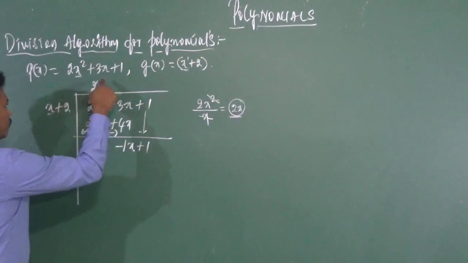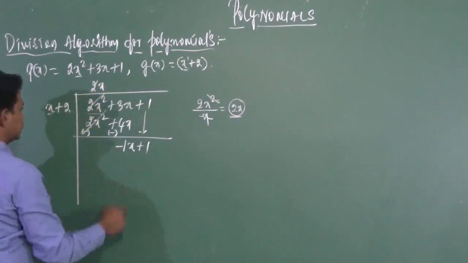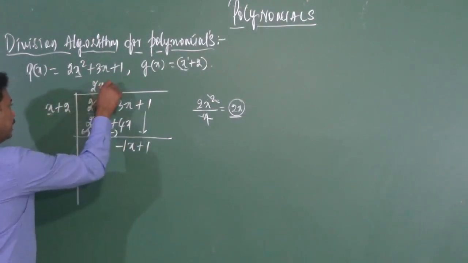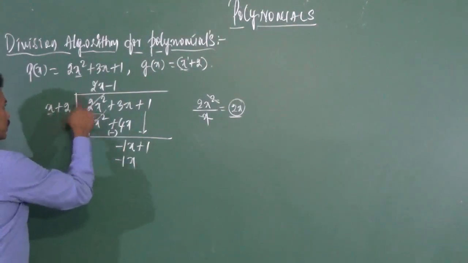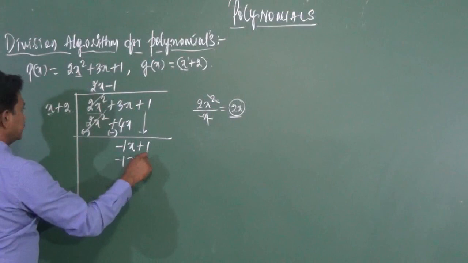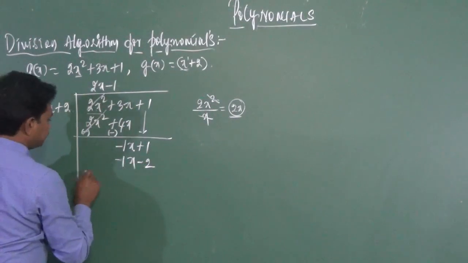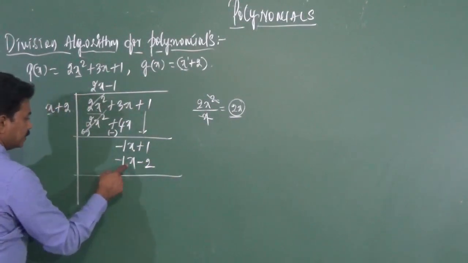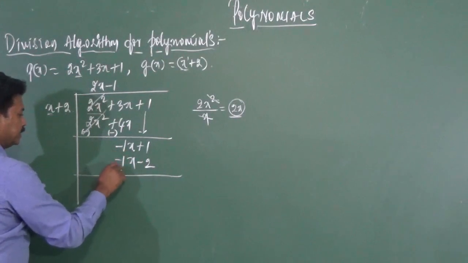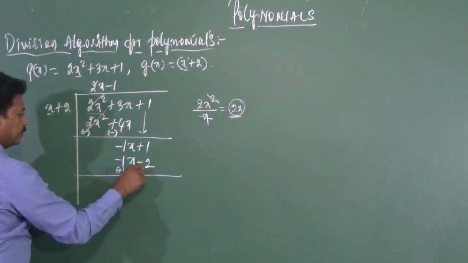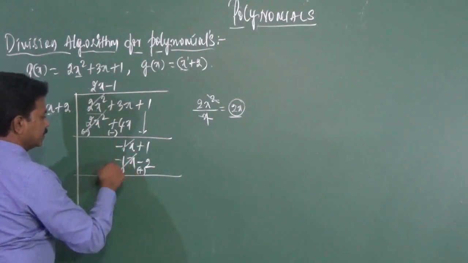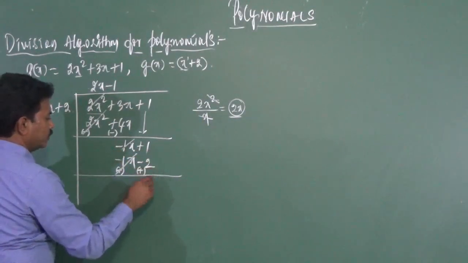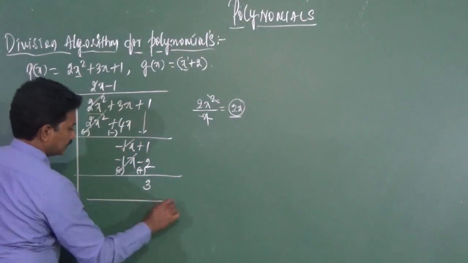X into what gives you minus 1x? So x into minus 1 gives you minus 1x. Plus 2 into minus 1 is minus 2. Okay. Subtract this from this. So therefore sign changes. So this is plus here. So minus 1x plus 1x cancels, so that gets cancelled. Plus 1 plus 2 is 3. We have got 3 as the remainder.